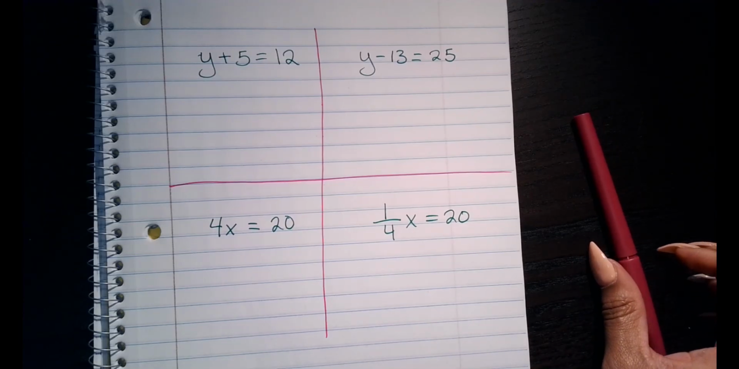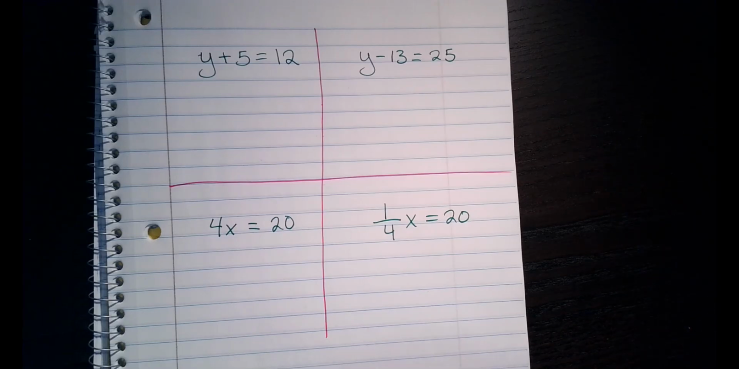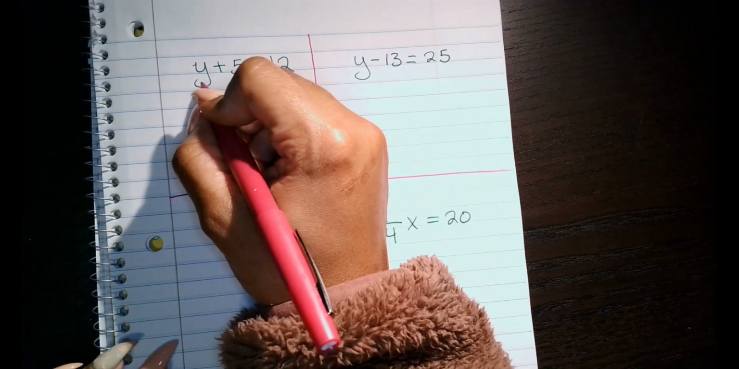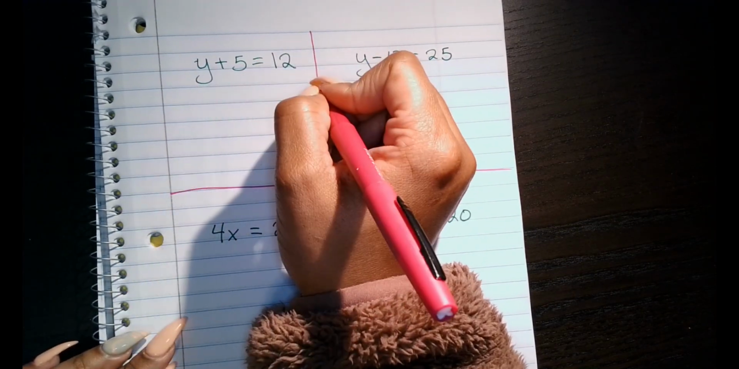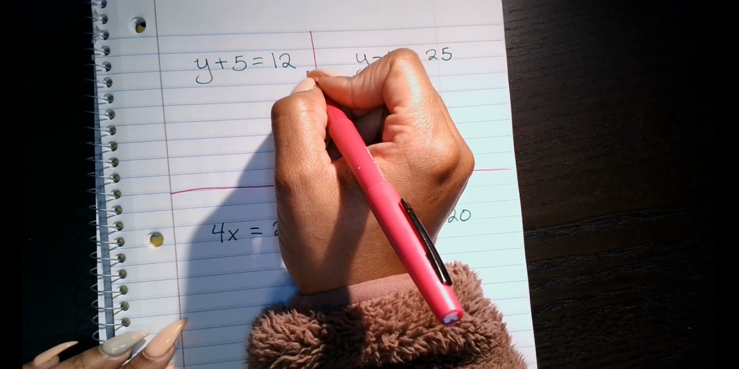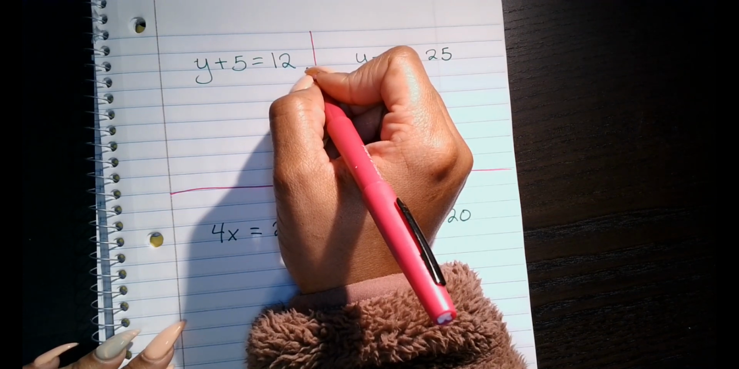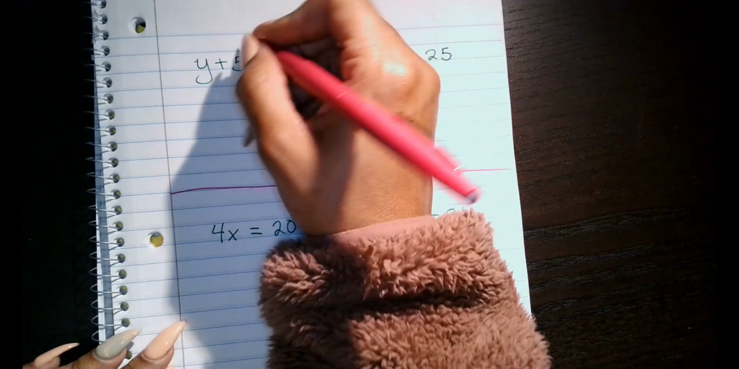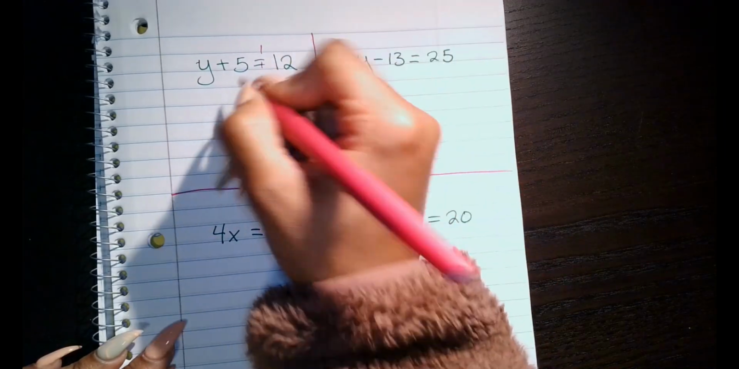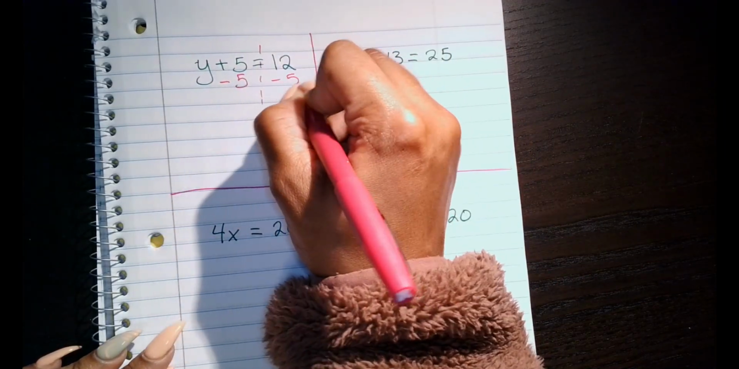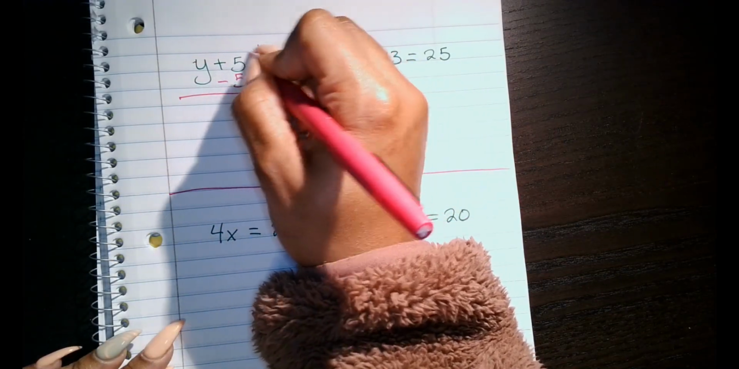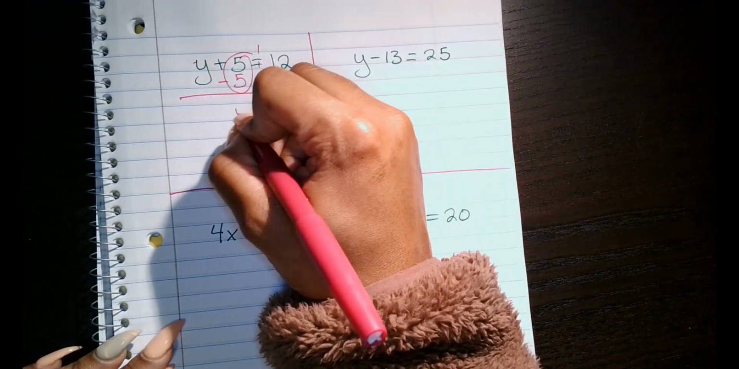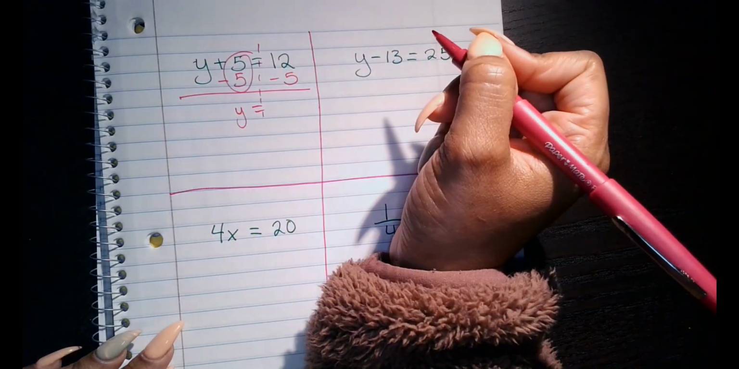Let's look at the first problem. We have an addition problem here. Y plus 5 equals 12. So what should we do for this problem? Did you say subtract? Subtract what? 5 or 12? 5, right? We want to get that variable by itself. We're going to subtract 5 on both sides. And this becomes, what does this become again? 0. Now we have y is equal to 12 minus 5.